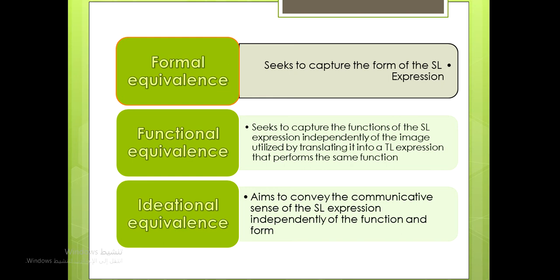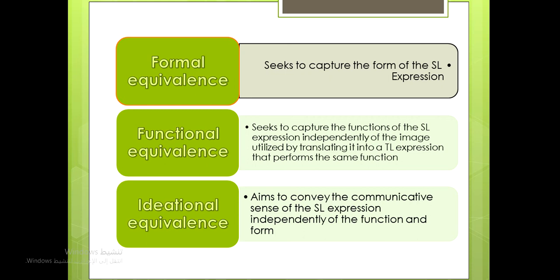Here we're going to discuss 3 types, and they are formal equivalence that seeks to capture the form of the source language expression. We have functional equivalence, from the word function, that seeks to capture the functions of the source language expression independently of the image utilized by translating it into a target language expression that performs the same function. The last one is ideational equivalence, which aims to convey the communicative sense of the source language expression independently of the function and the form.